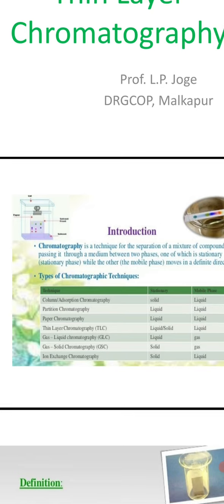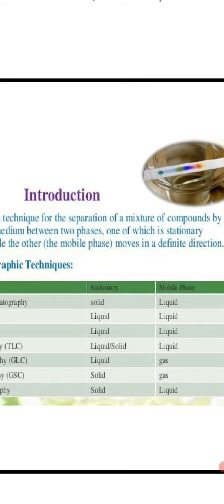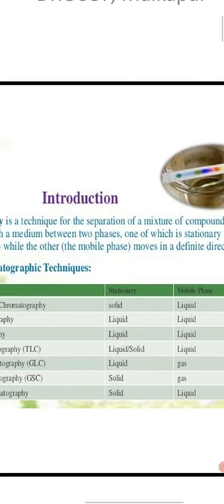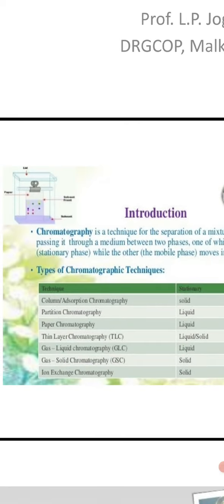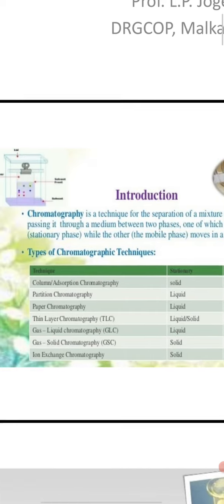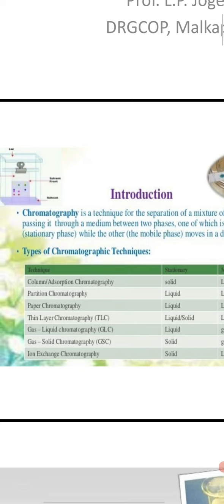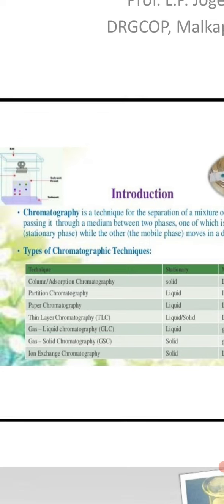First one is the column or adsorption chromatography, in which the stationary phase is solid and the mobile phase is liquid. Then second one is the partition chromatography, in which the stationary phase is liquid and the mobile phase is another liquid phase. Then third one is the paper chromatography, in which the stationary phase is in liquid form and the mobile phase is also in liquid form. Then next one is the thin layer chromatography, that is TLC, in which the stationary phase is in liquid or solid form, and the mobile phase is in liquid form.